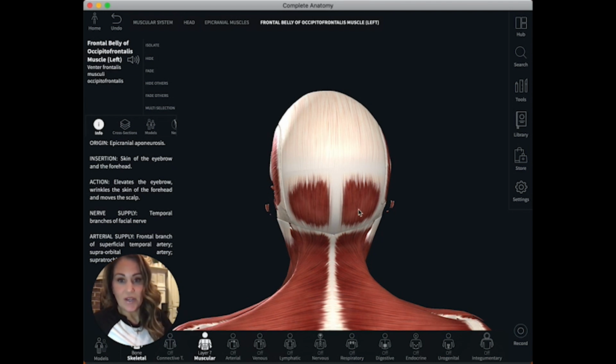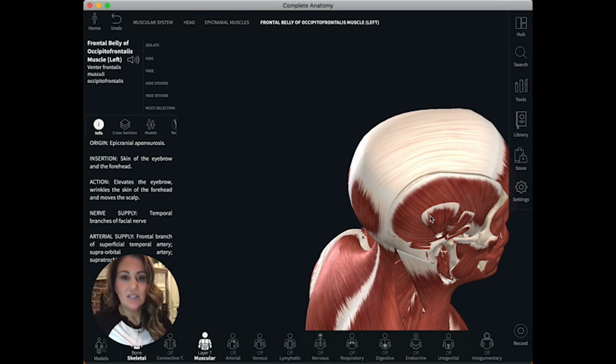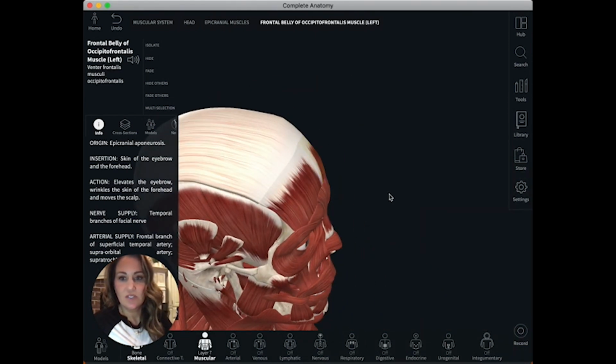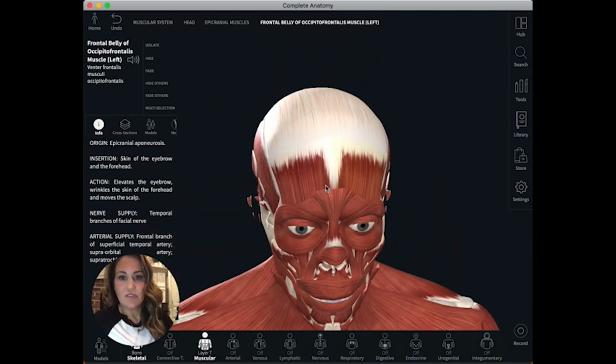I don't know about you, but I cannot seem to get my occipitalis to work. I don't even know if I have one. I know people that can use it to do all sorts of things with their scalp.